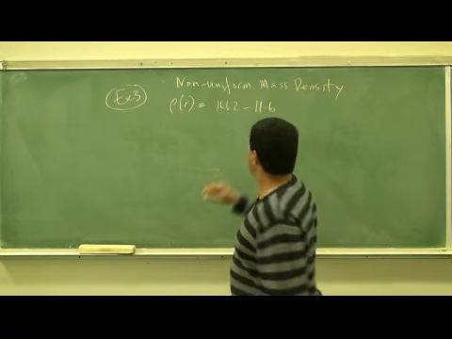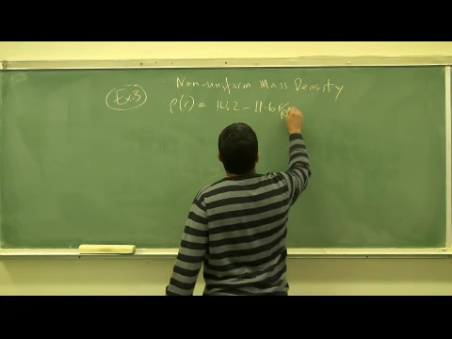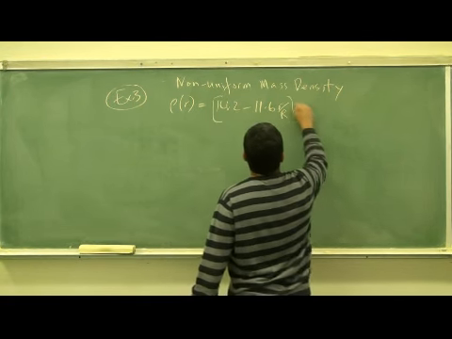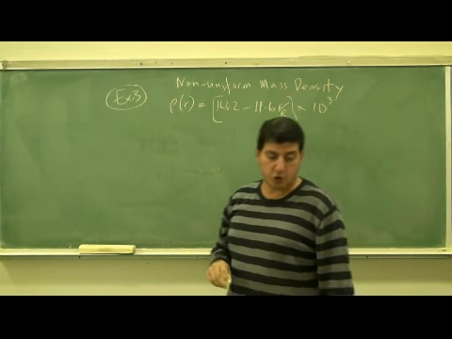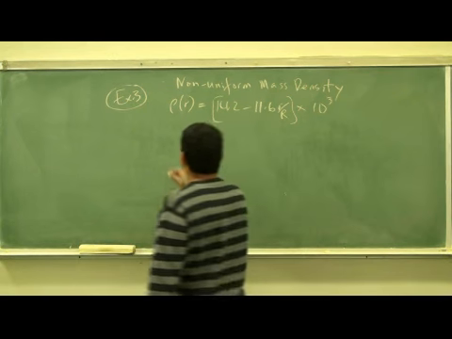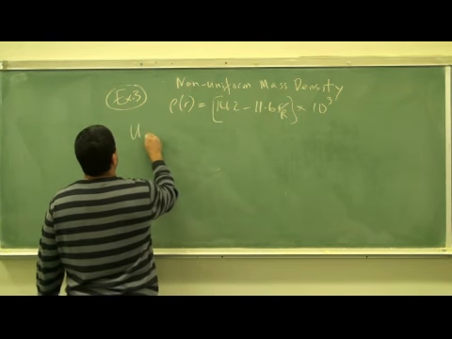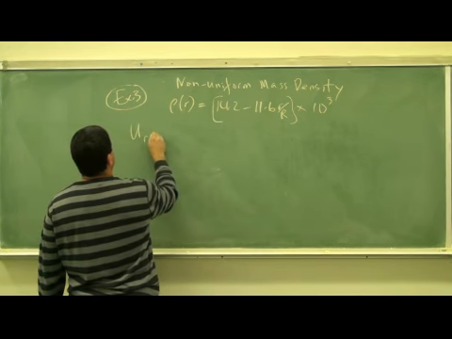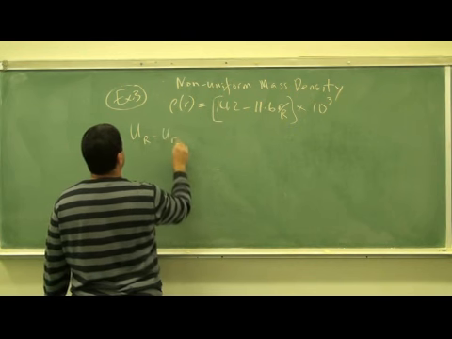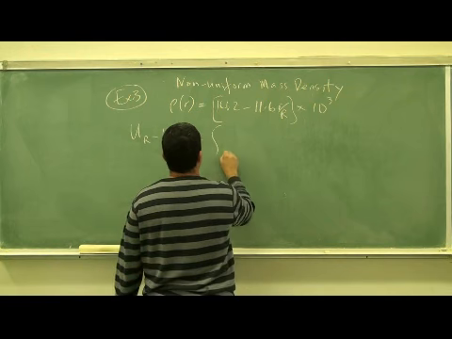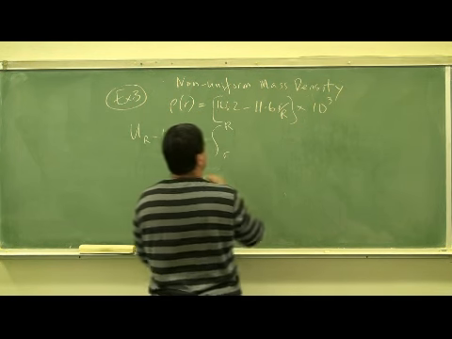Then R over R times 10 to the third kilogram per meter cubed. That was the density. So the potential energy here, U sub R minus U sub little r is equal to negative integral from little r to big R.